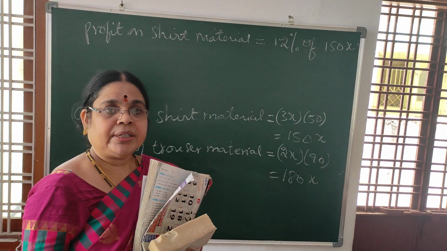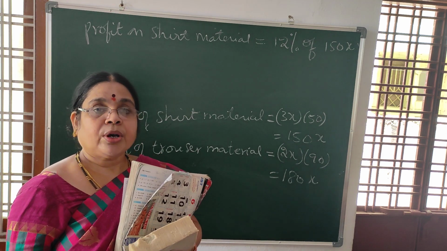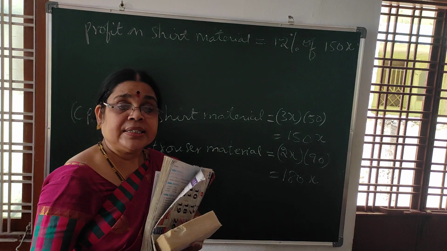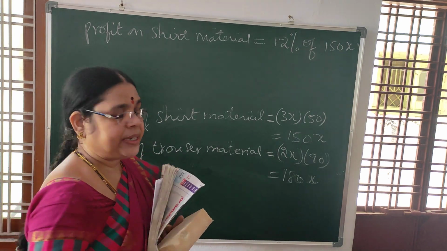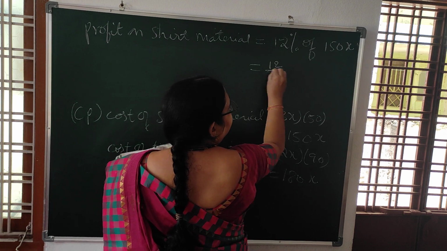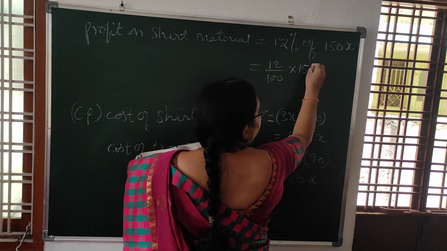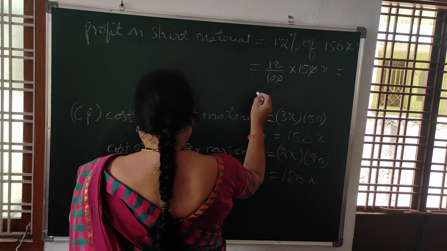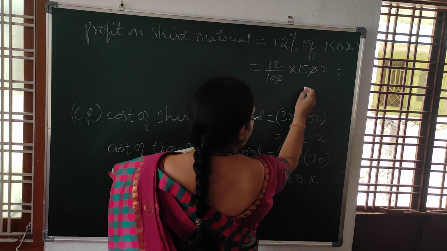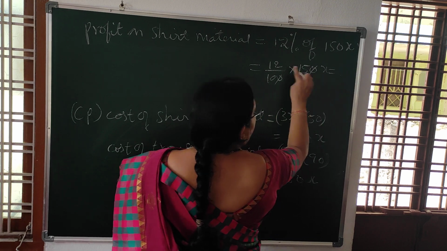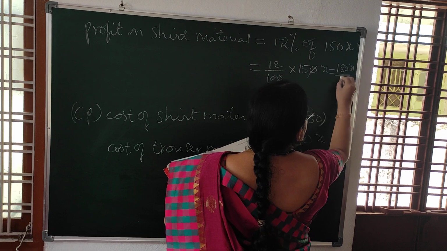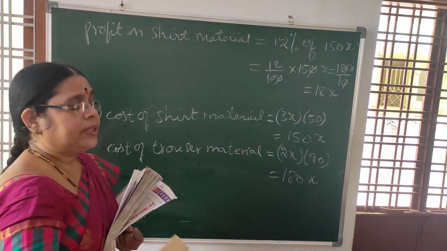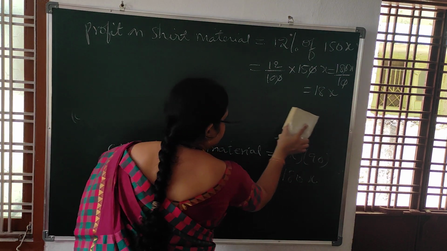All these formulas you have learnt in your previous class. To find the profit, you need selling price and cost price. When profit percent is given, this will be calculated on cost price. So you are going to find the profit on shirt material. This is equal to 12 by 100 into 150x, which is 18x. Profit on shirt material you got is 18x.